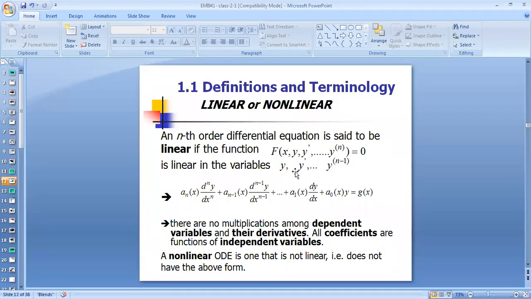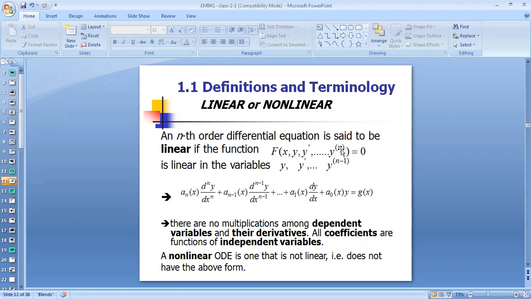Now, what is a linear or non-linear differential equation? An nth order differential equation can be written like this: f of x, y, y dash, and so on up to y to the power n. Actually, there is a single independent variable. Remember it. This is the single independent variable, and with respect to it there are many times differentiation, up to n times differentiation, right?